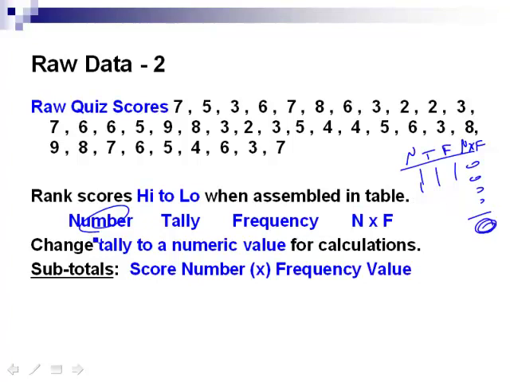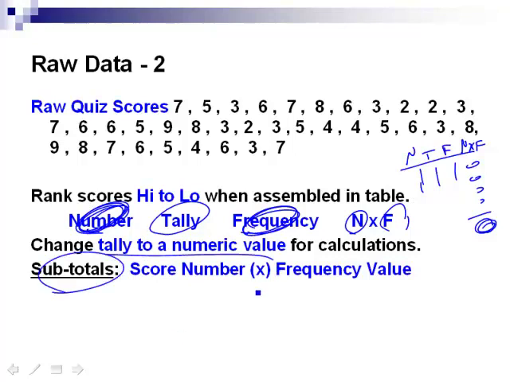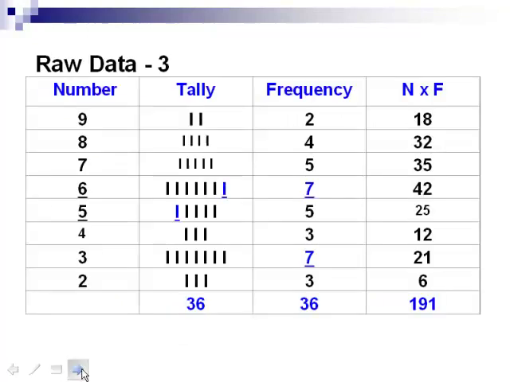But we rank the numbers, we tally them up, we change the tallies to a numerical frequency, then we multiply the number itself over here times the frequency, which is a numerical value. We find subproducts, and then we add those up to find the total. So we change the tally to a numerical value. We find subtotals by multiplying the actual score times the frequency value numerically. And here we have it.